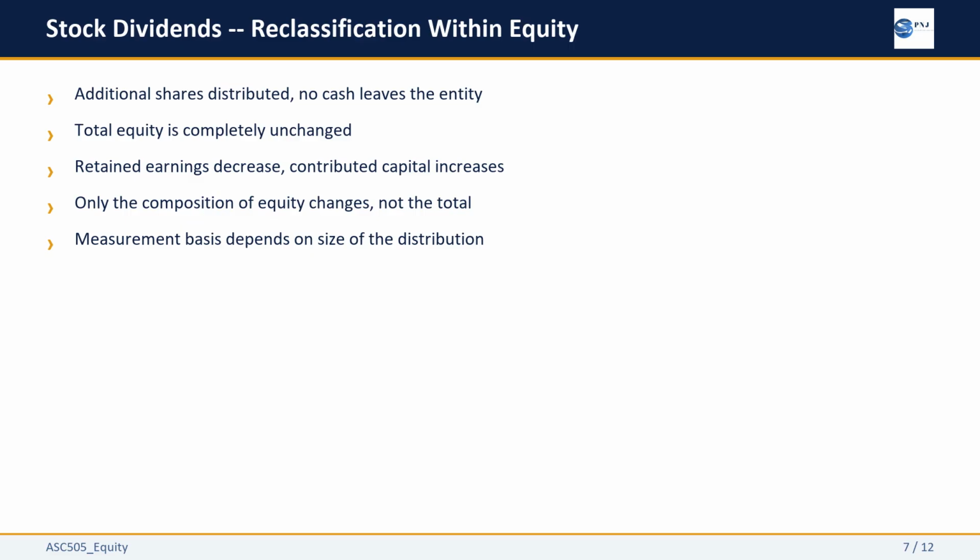Stock dividends distribute additional shares rather than cash. Nothing leaves the company, no assets go out the door. As a result, total stockholders' equity is completely unchanged. What does change is the composition inside the equity section. Retained earnings decrease and contributed capital, common stock plus APIC, increases by the same amount. Think of it as a reclassification within equity. The number of shares outstanding increases, but each share now represents a slightly smaller proportionate ownership. There are 2 measurement approaches, and which one applies depends on the size of the distribution.